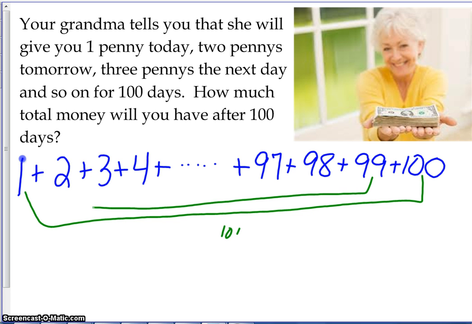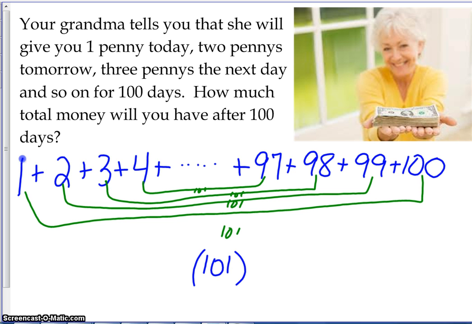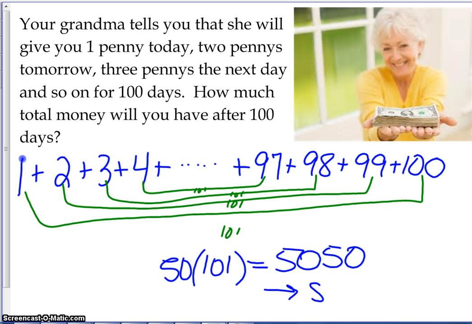If I grouped the 99 and the 2 together, I get 101. If I group the 98 and the 3 together, I get 101. If I group the 97 and the 4 together, I get 101. In fact, I surmised that I'm going to get a whole bunch of 101s. And exactly how many? I'm going to come up with pairs, and there's going to be 50 101s, which would be 5,050 pennies, which translates into $50.50. So we would get $50.50.